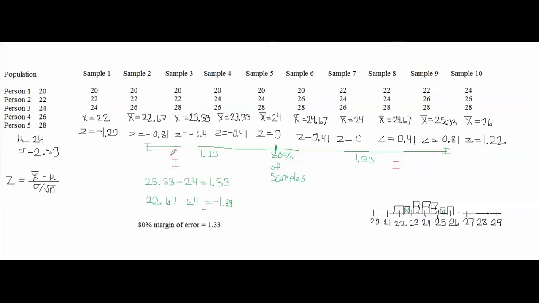Because these two samples are the lowest two, and these two samples are the highest two. So those 4 samples don't fall in the middle 60%. The middle 60% would be the 6 samples going from sample 3 to sample 8. So this is the middle 60%.